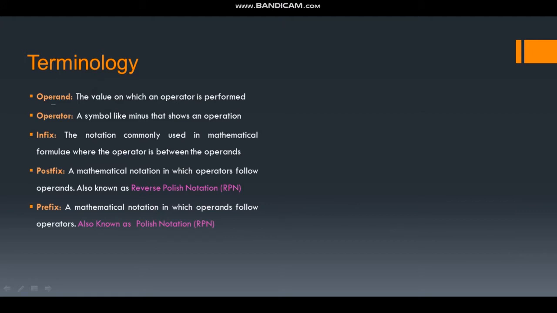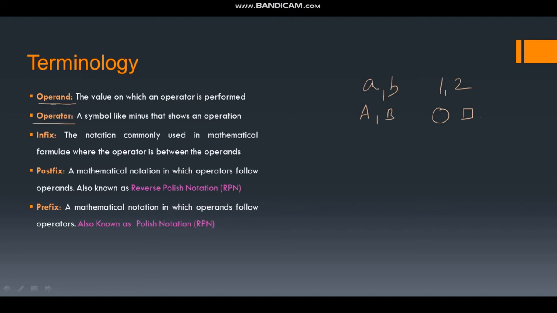The first is the operand. The operand is the value on which an operator is performed. For example, A, B, any alphabet, any number, any symbol, any of the value on which the operator is performed is known as an operand, and the operator is a symbol like minus that shows an operation.